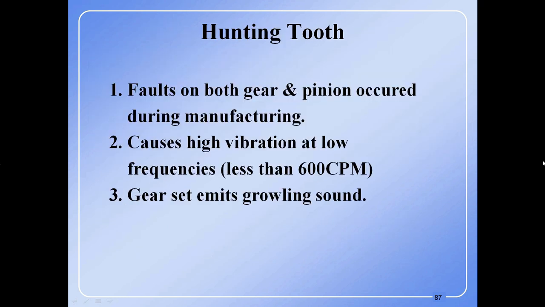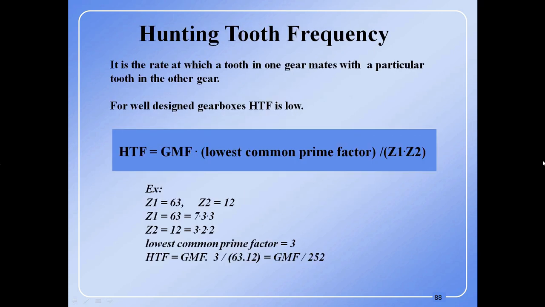Hunting tooth: faults on both gear and pinion occur during manufacturing and cause high vibration at low frequencies, less than 600 CPM. The gear set emits a rolling sound. The gear set emits a growling sound. Hunting tooth frequency is the rate at which a tooth in one gear mates with a particular tooth in the other gear. For well-designed gearboxes, HTF is low.